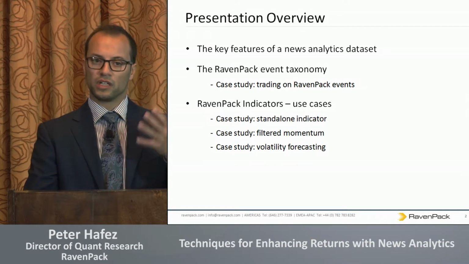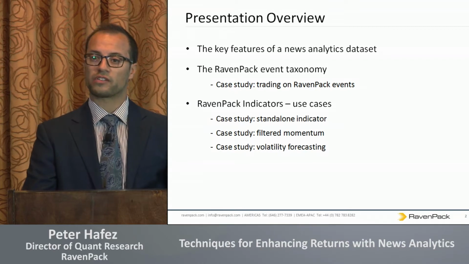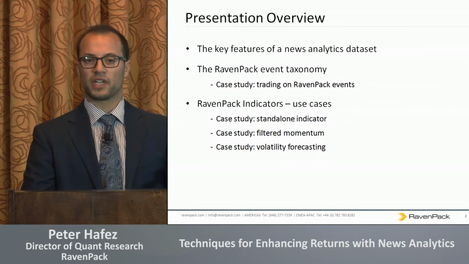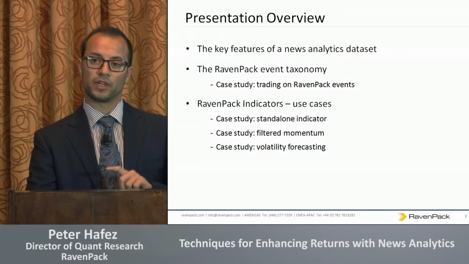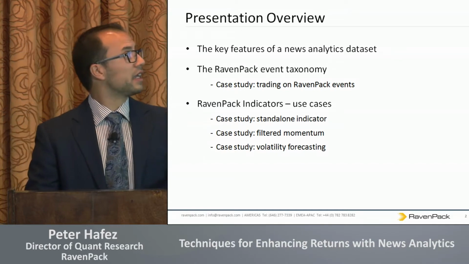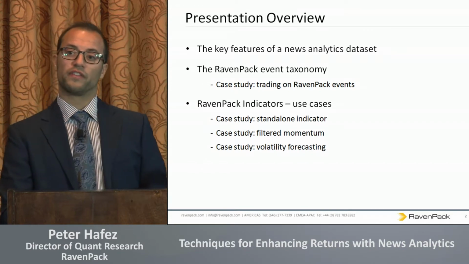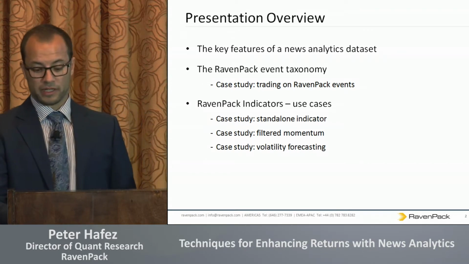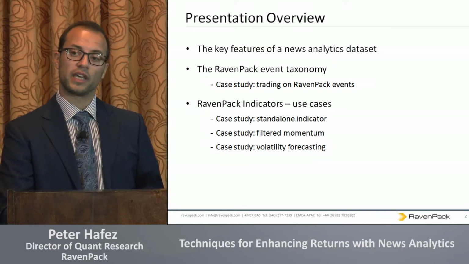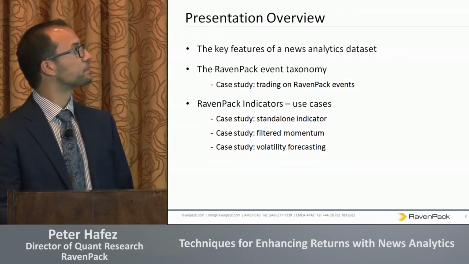So basically just looking at the sentiment indicator, ranking a universe of stocks and just forming long-short portfolios based on going long the top 10% of stocks according to sentiment and short the bottom 10%. And then we're going to apply it as a filter on more traditional factors. And in this particular case, I'm focusing on filtering momentum. And then finally, I'm going to present a case study where we have used both the sentiment indicators as well as the news volume-based indicators to forecast volatility.